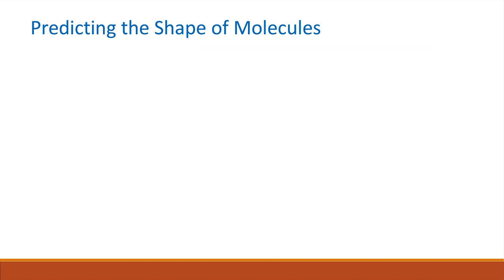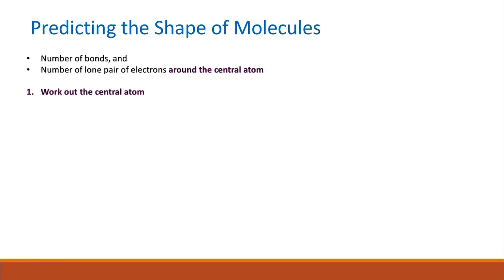So in your exam, they will ask you to predict the shape of certain molecules and compare between them. So how can you predict the shape of any molecule? Always remember that the shape of molecules will depend on the number of bonds and the number of lone pairs of electrons around the central atom. So to predict the shape of a molecule, you need to go through certain steps. First, you need to work out the central atom, and then you need to work out how many outer shell electrons there are with this central atom by looking at the periodic table and seeing which group it lies in.